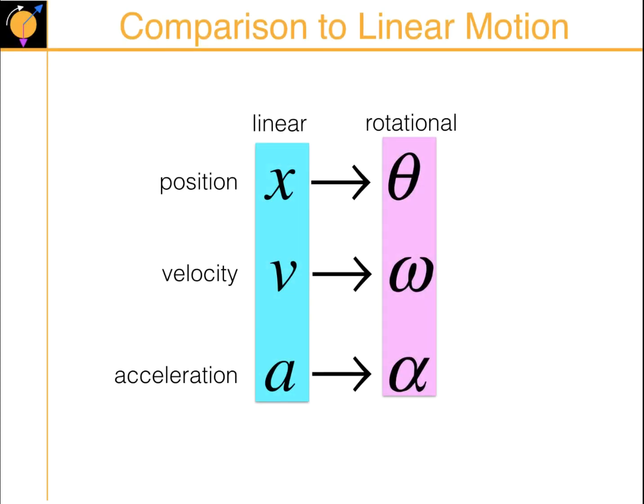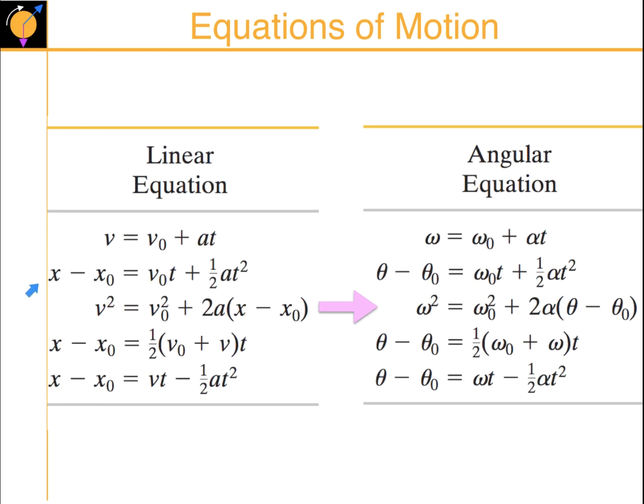Now, we've sort of done the rotational versions of our three main quantities that we use for describing linear motion, right? Position, velocity, acceleration, angular position, angular velocity, angular acceleration. So it turns out you can show that these set of linear equations that we used, remember these near the beginning of the semester, you can basically replace all those values and you get the same equations but the angular version of it.